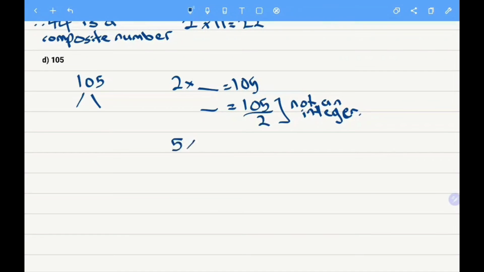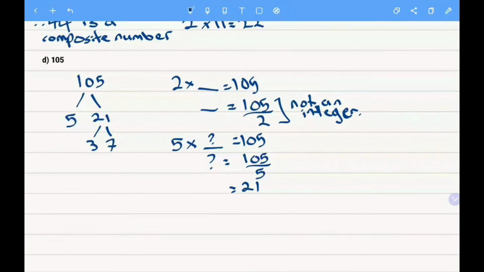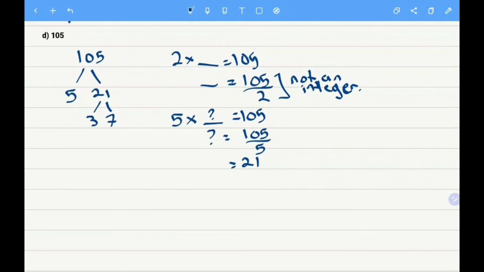How about 5? 5 times what gives us 105? Divide both sides by 5, which equals 21. So 5 times 21 gives us 105. Does 5 have any factors other than 1 and itself? It does not. Okay, so let's move on to 21. Does 21 have any factors other than 1 and itself? It does. Its factors are 3 and 7. 3 times 7 gives us 21.